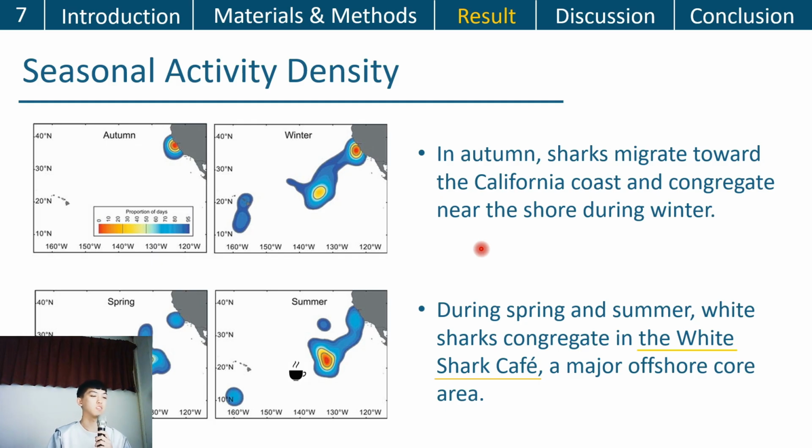Okay, and this is the result. There are 4 maps, and these 4 maps represent the shark seasonal activity density. In autumn and winter, we can see the sharks near the California coast. But in spring and summer, they move away from the coast and swim to the core area. And this hotspot is the core area, and it also has a special name. The scientists call it the White Shark Cafe.